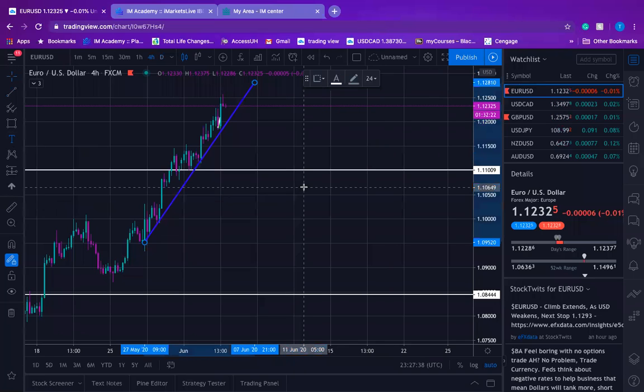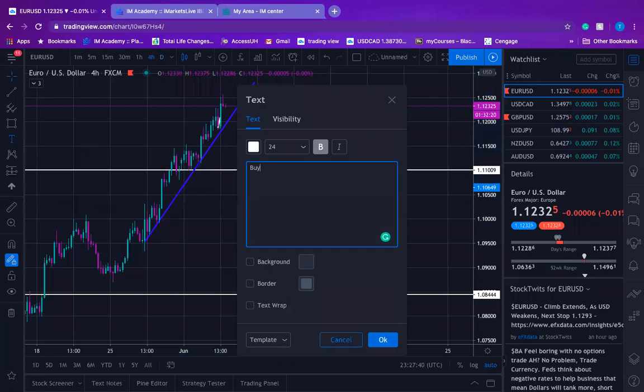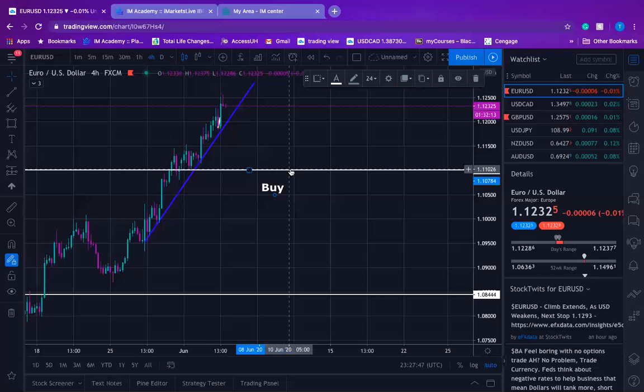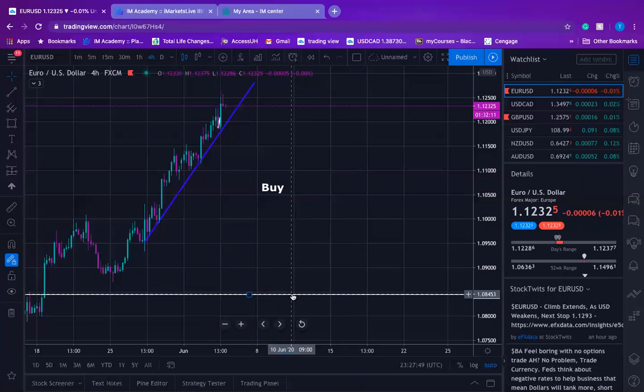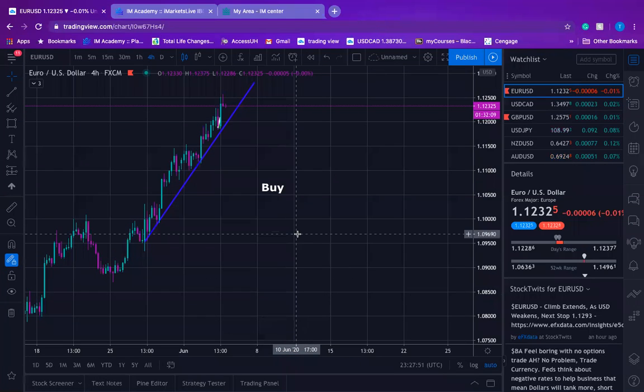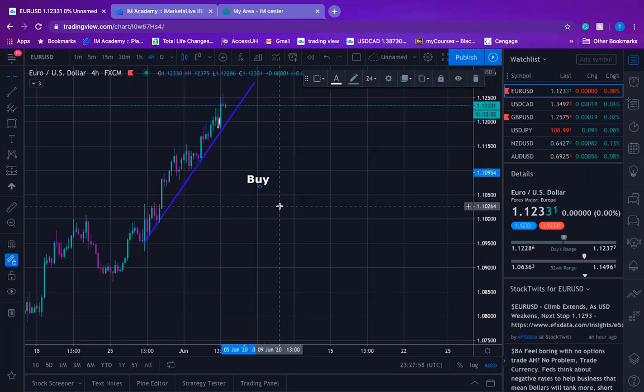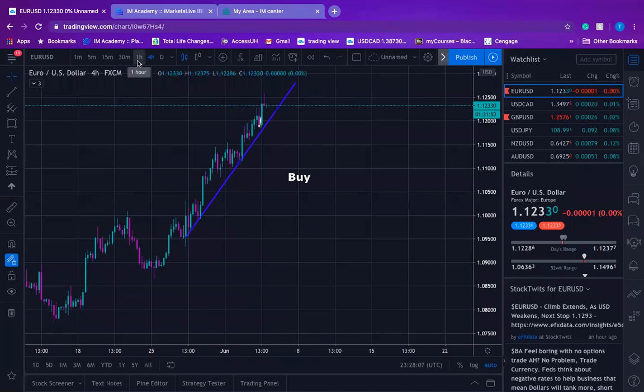Now that it's blue, this will always indicate to me that I'm looking for only buy trends. I'm not looking for any sells, just buys, because I want to trade with the trend. Trade with the trend always. If you go against the trend, you're going against the grain, and that's not good. So we accomplished our first step.